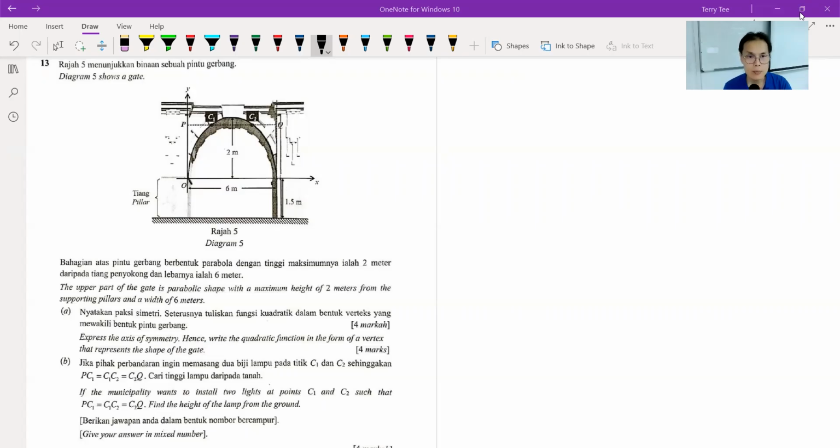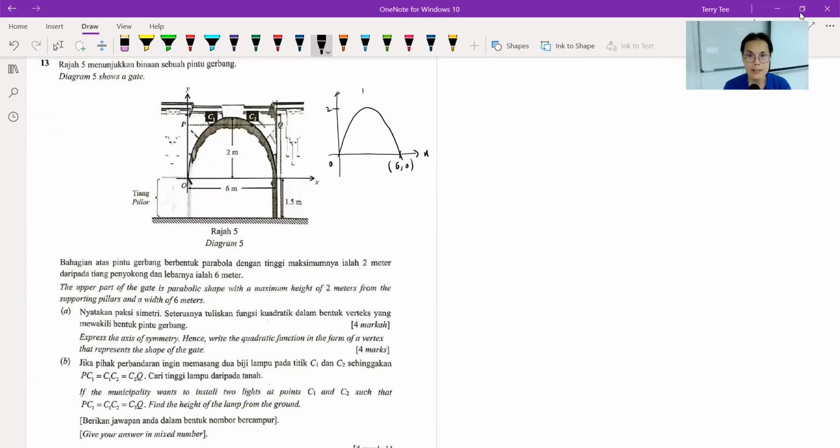So you're supposed to express the axis of symmetry, hence write a quadratic function in the vertex form, we call it, that represents the shape of the gate. Okay, so we know that if I draw like this, this is your x-axis, and the width is 6. So this coordinate is 6, 0. This is 0. The height is 2 meters, right?